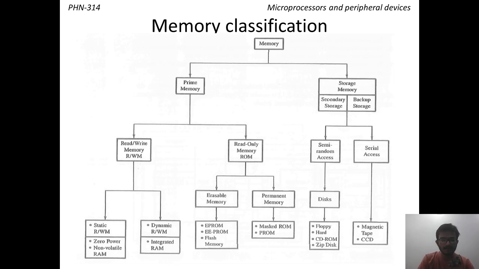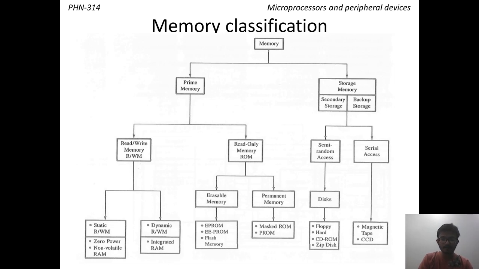In the figure, if you see in the bottom left corner of the chart, you see the read and write memory, the RWM, is further divided into two classes, that is static read and write memory and dynamic read and write memory. Let us briefly discuss these two again. Read and write memory is also called RAM, which is another popular name for it.